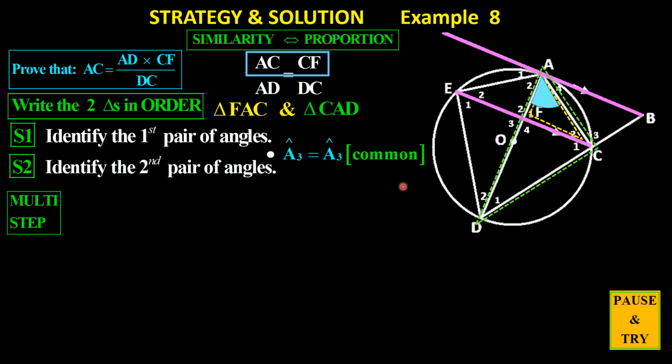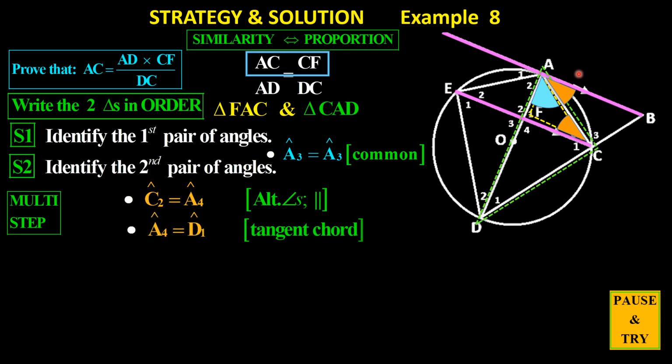We have C2. You see C2 is alternate to A4. We're using the parallel lines, right? So there's C2, and that is alternate to A4. What else do we know? What do you know about A4? A4, you can see, is next to the tangent. So let's use the tangent theorem. So A4 is equal to angle D1, tangent chord theorem. So there we have two pairs of angles equal.